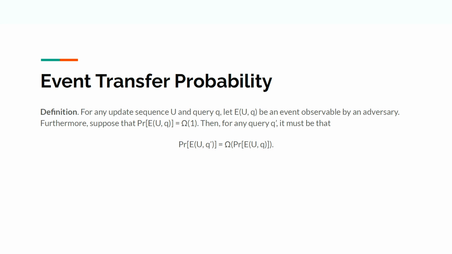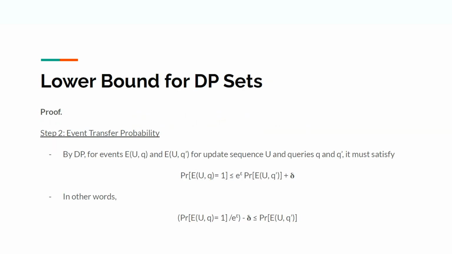The second step we need to do is event transfer probability. And again, there's a formal definition. Roughly speaking, it just says any event that's observable by an adversary for one query should be observable with some reasonably similar probability for the second query. All right, so how do we do this for differential privacy? This is literally the proof. You just rearrange the formula.